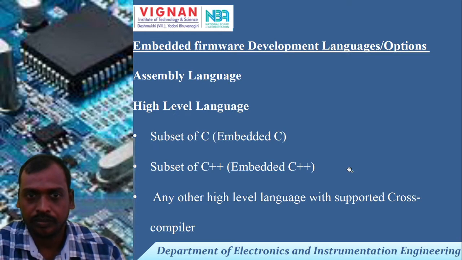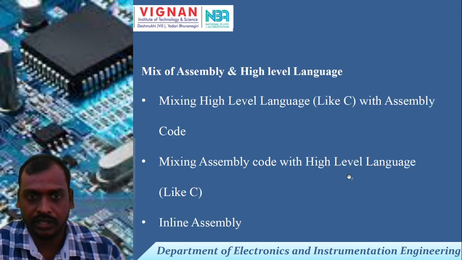Next, embedded firmware development language options. Here there are three types. First, assembly language. Second, high level language: a subset of C, embedded C, a subset of C++, embedded C++, or any other high level language supported by a cross compiler. Third is a mix of assembly and high level language: mixing high level language like C with assembly code, or mixing assembly code with high level language like C, using inline assembly.